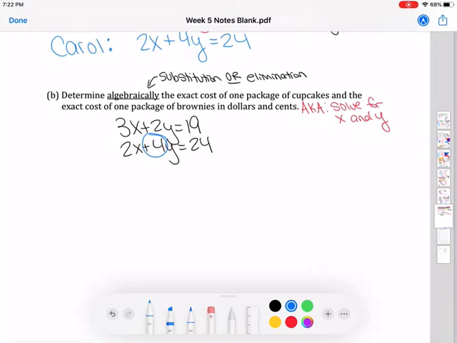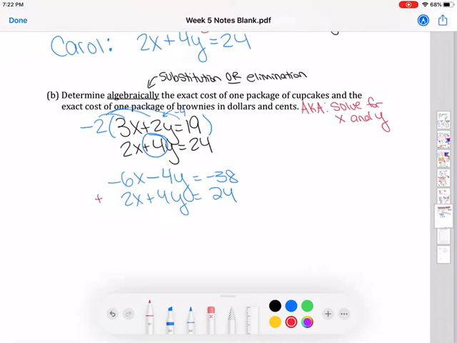For the y's, however, I have this as a +4. This would need to be a -4. You can easily turn that into a -4 by multiplying this top equation by a -2. Watch what happens when I do that. Okay, when I distribute this -2 through, I get -6x minus 4y equals 2 times 19, which is -38. Okay, when I bring down this next equation, left it exactly how it was, notice these can be added together and my y's would cancel, and I'd easily be able to solve for x.